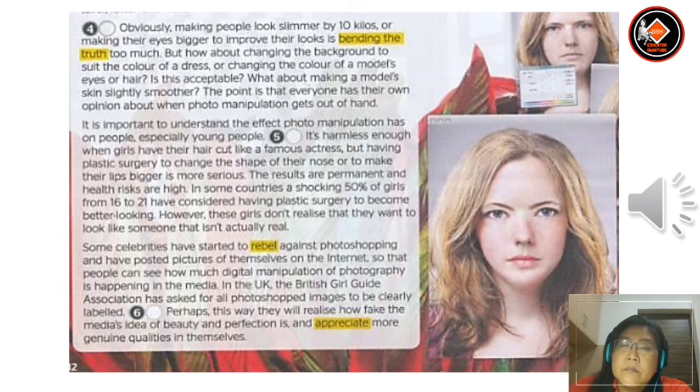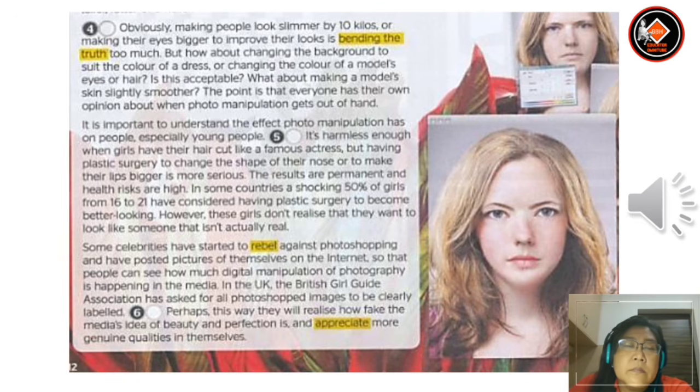It is important to understand the effect photo manipulation has on people, especially young people. It's harmless enough when girls have their hair cut like a famous actress, but having plastic surgery to change the shape of their nose or to make their lips bigger is more serious. The results are permanent and health risks are high. In some countries, a shocking 50% of girls from 16 to 21 have considered having plastic surgery to become better looking. However, these girls don't realize that they want to look like someone that isn't actually real.